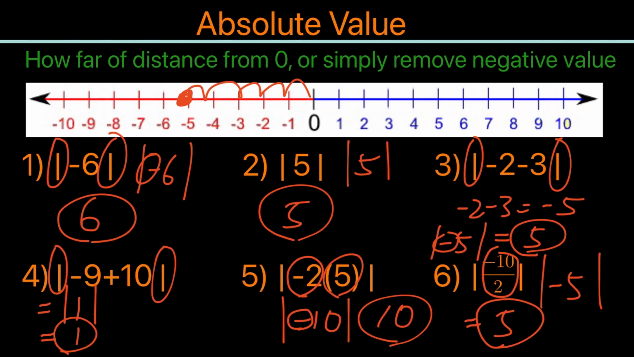So these 6 examples are how you would find the absolute value of an expression. It's simply how far of a distance from 0, or you may simply remove the negative value.